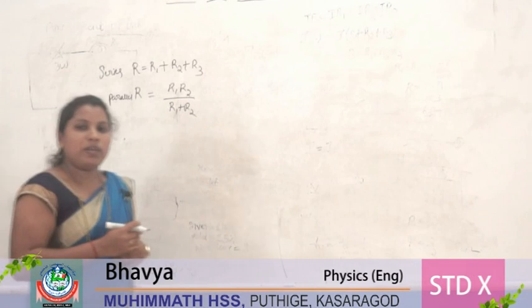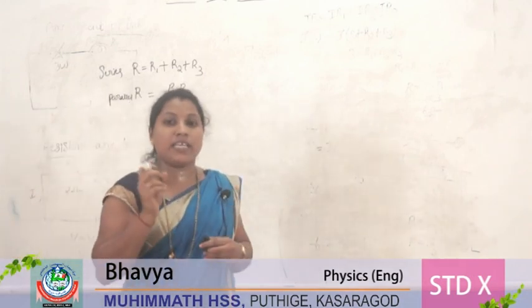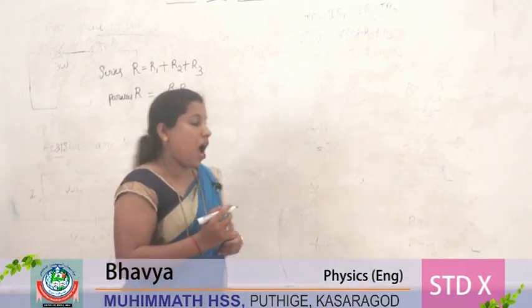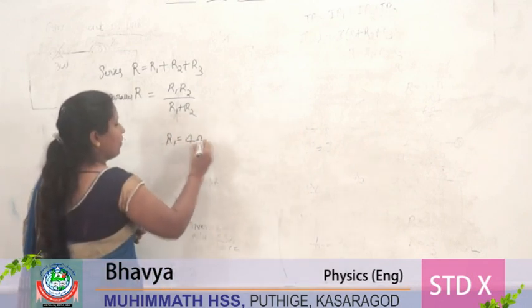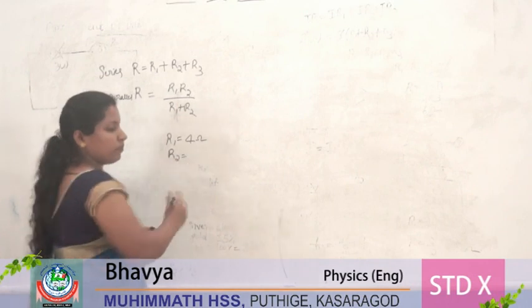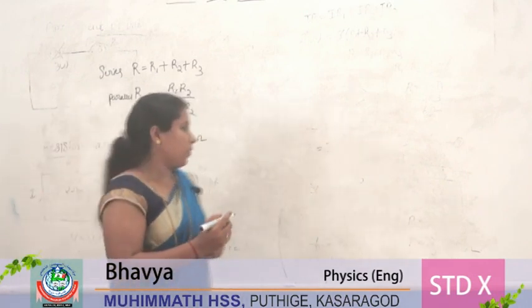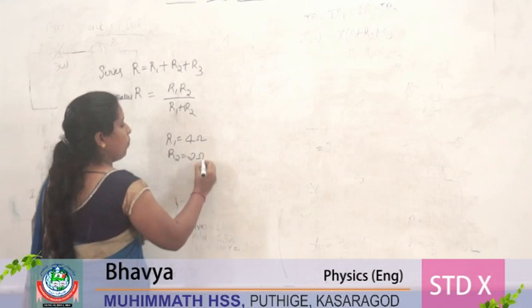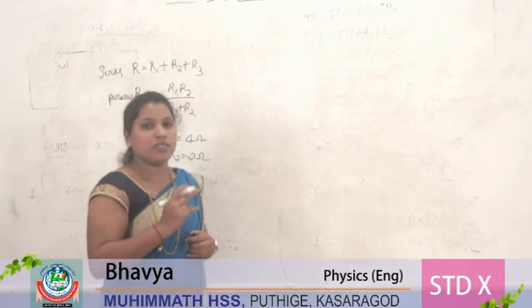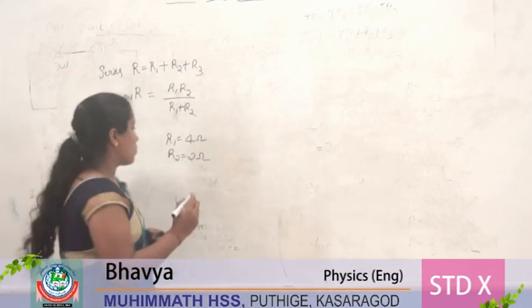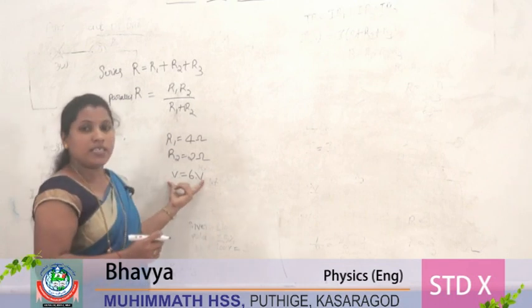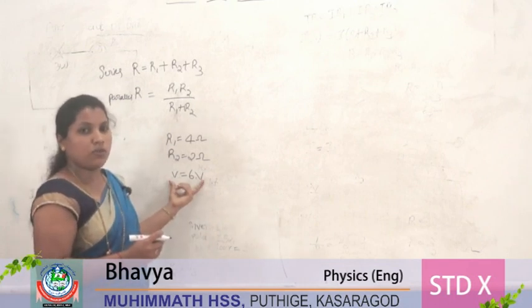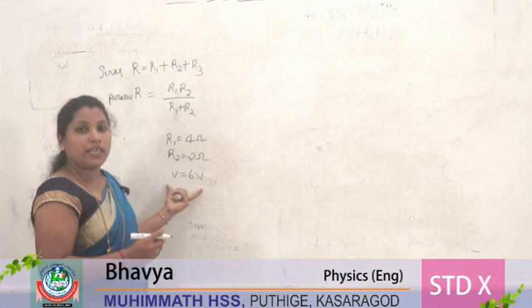So here, one problem. First, that is connected in series. There R1 how much is given? R1 is 4 ohm, R2 is 2 ohm. Then potential difference. Potential difference means we write V, no? So V is equal to 6 volt. That is in series connection, so you should calculate the current.